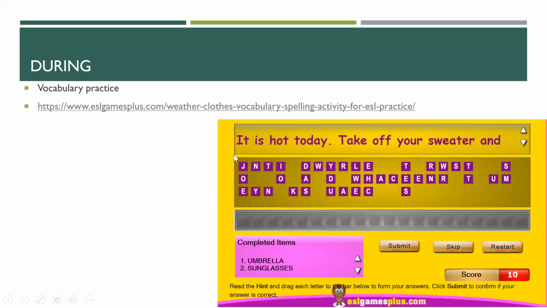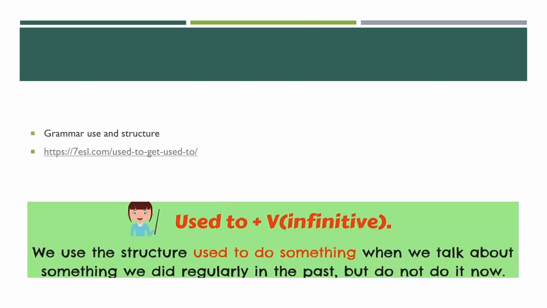So this gives us a hint about what it is, and so the student has to deduce the word we're looking for, right? So it says, it is hot today, take off your sweater and, well, the answer is jacket. So she's going to drag the letters, and she's gonna submit, and if it's correct, she can continue. Okay, so now the teacher is going to present grammar, use, and structure.